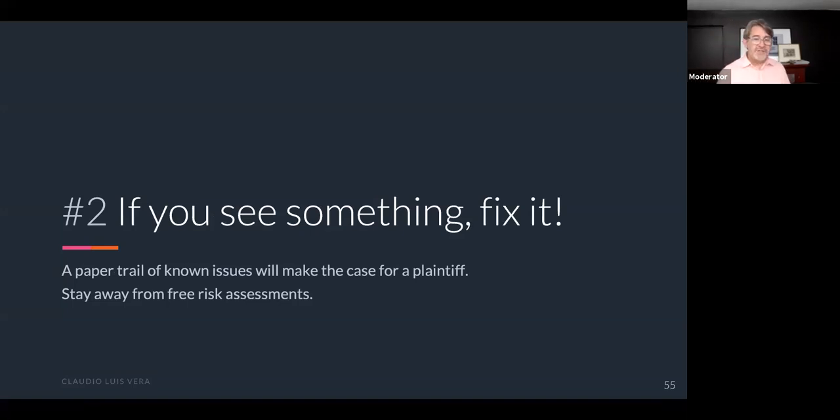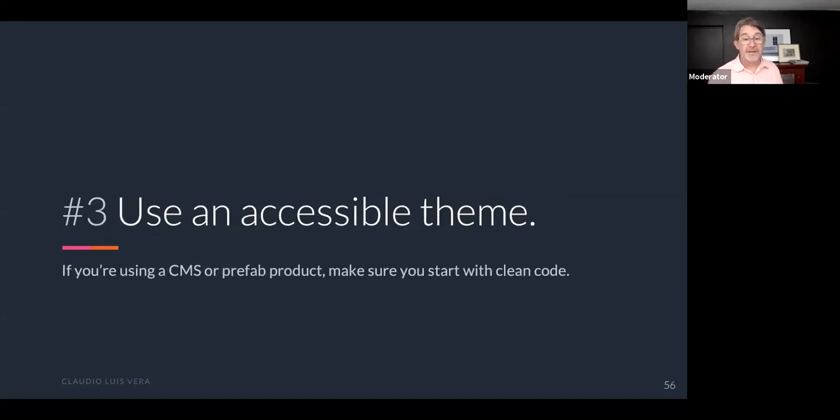If you spot an issue, fix it. So if you get, for instance, a free risk assessment and they find issues and they give you a report on what's wrong with your website and you don't fix it, and then you get sued, this is something that could be subpoenaed, and this is a paper trail that essentially would be the smoking gun to say like, whoa, you're aware of these accessibility issues, you didn't fix them. Judges don't take very kindly to that.